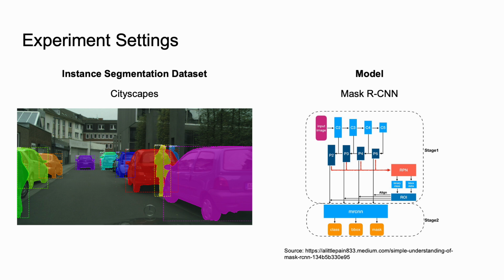Next, for the experiments, we use the instance segmentation benchmark dataset, Cityscapes. This dataset contains numerous high-resolution images of different cities, and the task is to do instance segmentation to identify the vehicles or the pedestrians on the road. And for the model, we use the Mask RCNN model, which contains a classic FPN inside that lets us modify it.